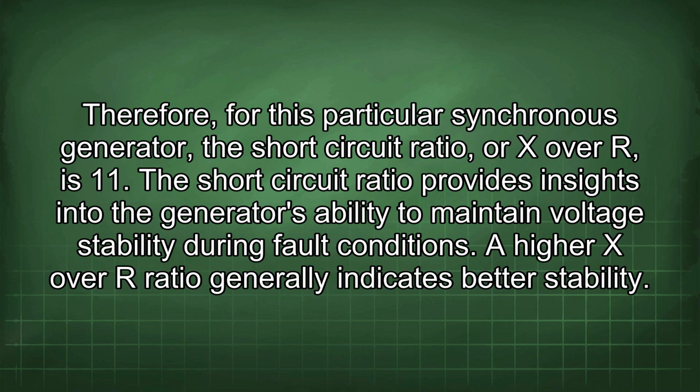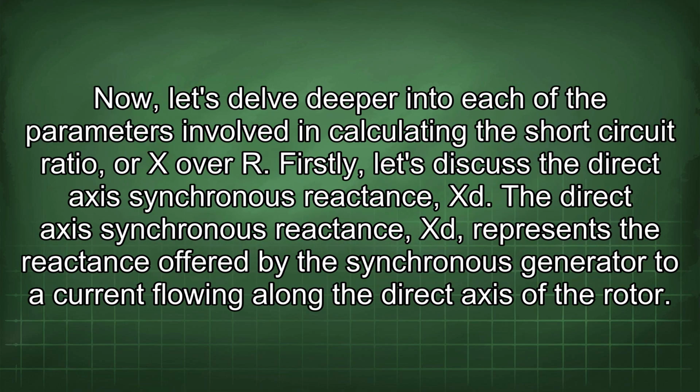The short-circuit ratio provides insights into the generator's ability to maintain voltage stability during fault conditions. A higher X over R ratio generally indicates better stability. Now let's delve deeper into each of the parameters involved in calculating the short-circuit ratio, or X over R. Firstly, let's discuss the direct axis synchronous reactance, XD. The direct axis synchronous reactance, XD, represents the reactance offered by the synchronous generator to a current flowing along the direct axis of the rotor.